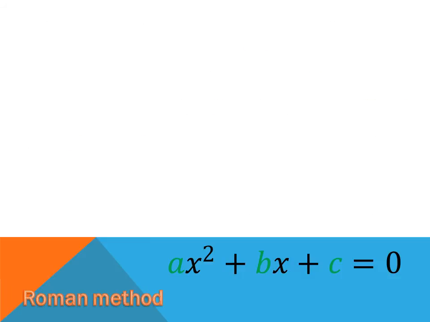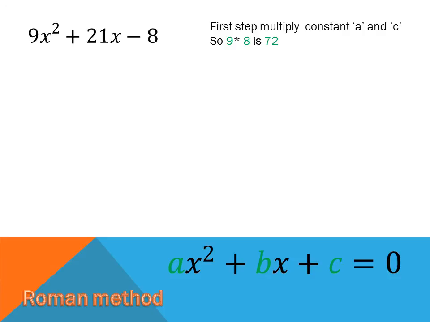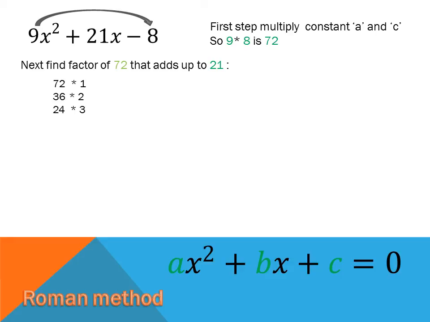And let's try another example. This one is 9x squared plus 21x minus 8. Again, we'll multiply constants a and c. That will equal 72. And we find factors of 72 that add up to 21. You can see I went incremental again just to show you. 72 times 1 does not work.